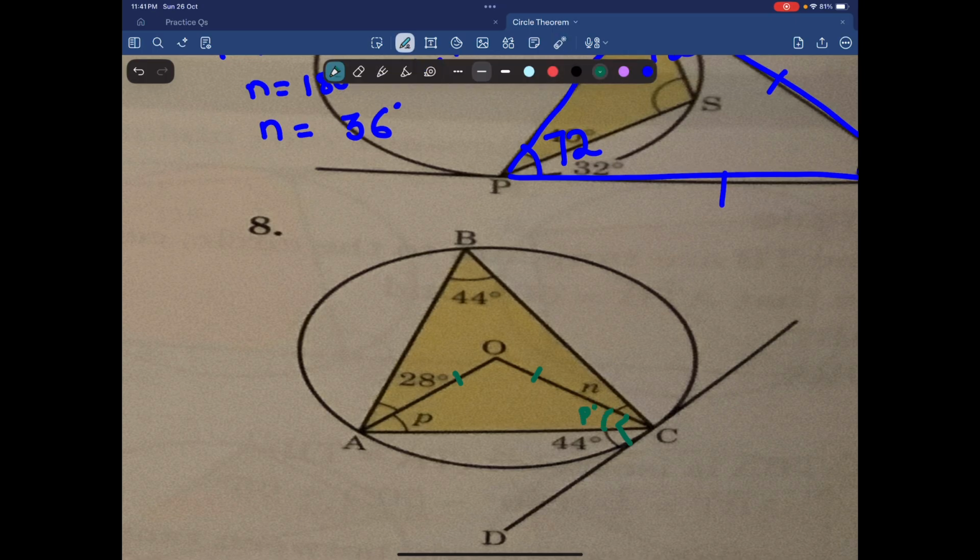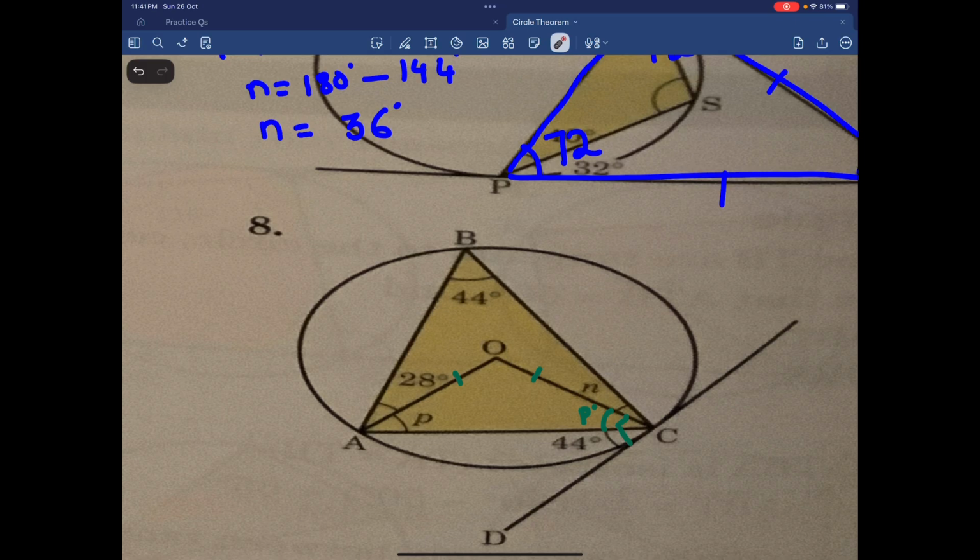Okay, and we could use theorems such as angle at center is twice the angle at the circumference. But I'm not using them because we haven't covered all the theorems so far.